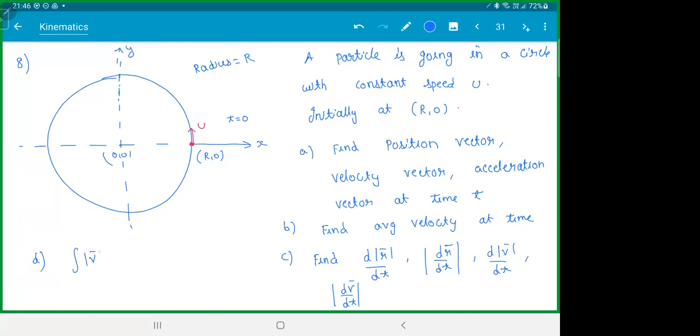Yeah, that is fine. I think let's get these three first. So you're taking the differential of mod r. The second thing is mod of dr by dt. Both are totally two different things. These two are not the same. First, let's get the position vector, velocity vector, and acceleration vector at time t. The particle is going on a circle with constant speed u.